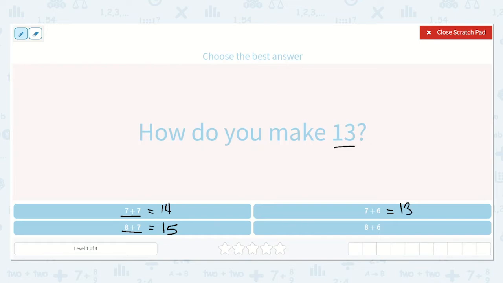All right, let's check our last one, 8 plus 6. Well, I know if 7 plus 6 is 13, 8 plus 6 is one more than that, which is 14. So 7 plus 6 is equal to 13.